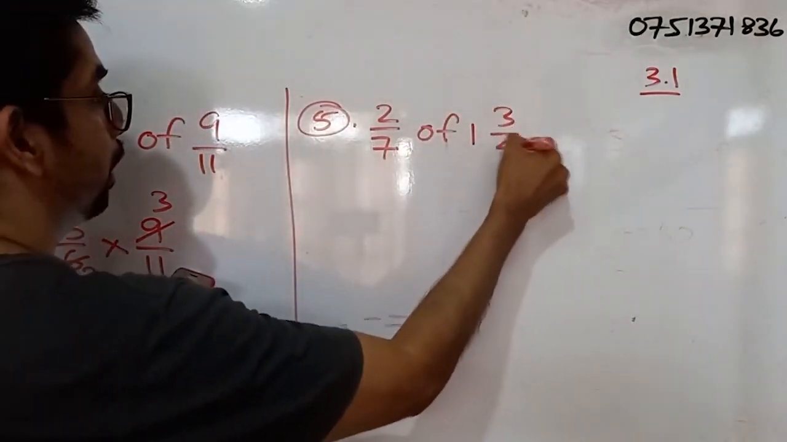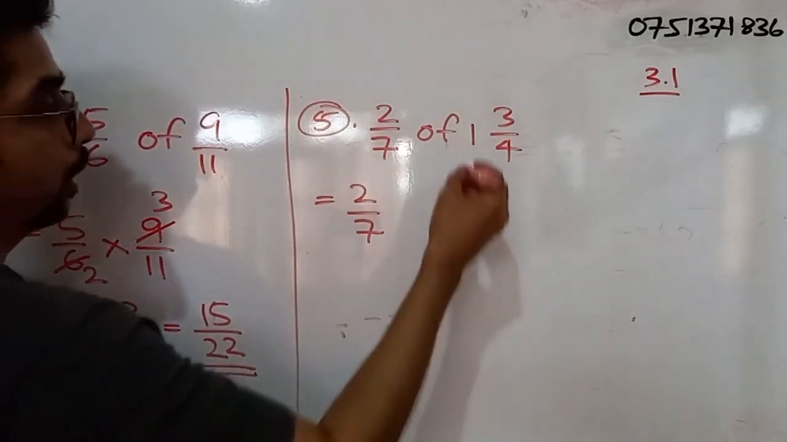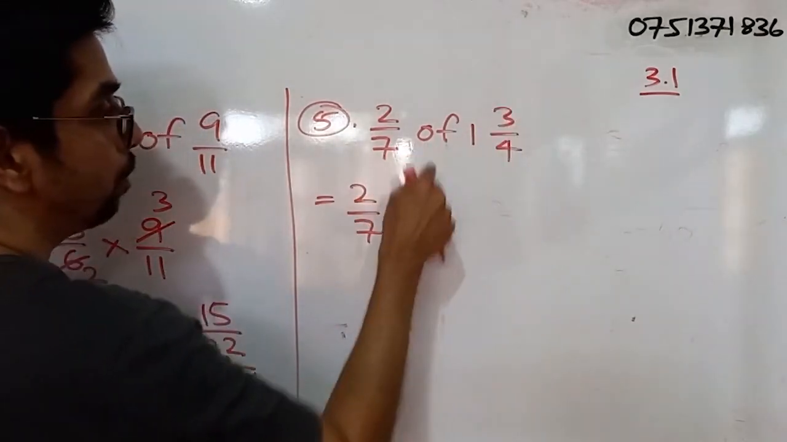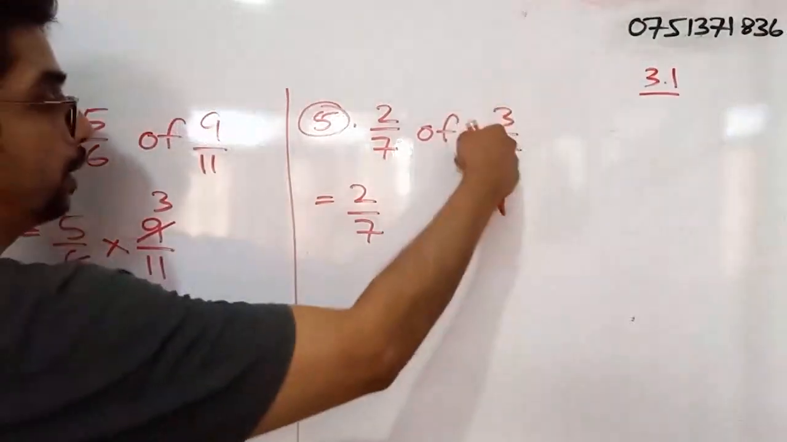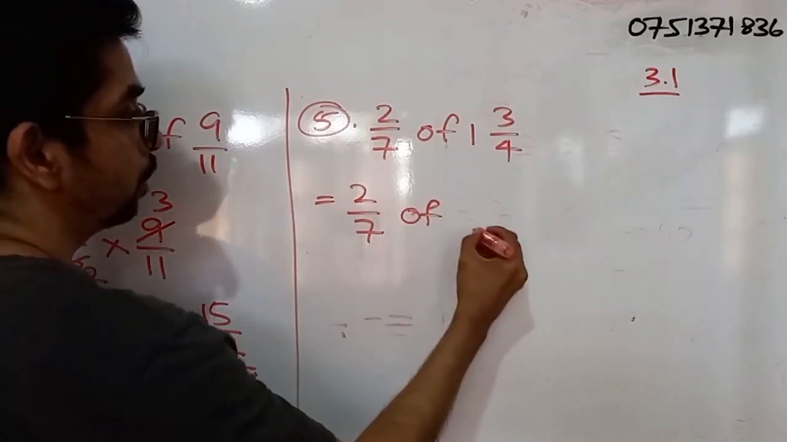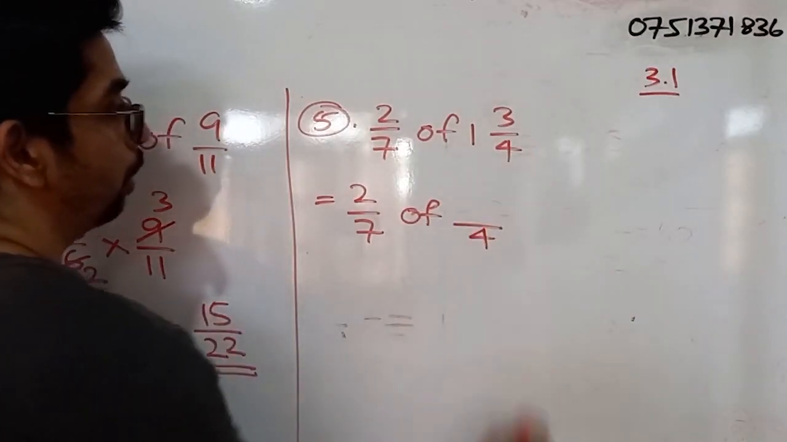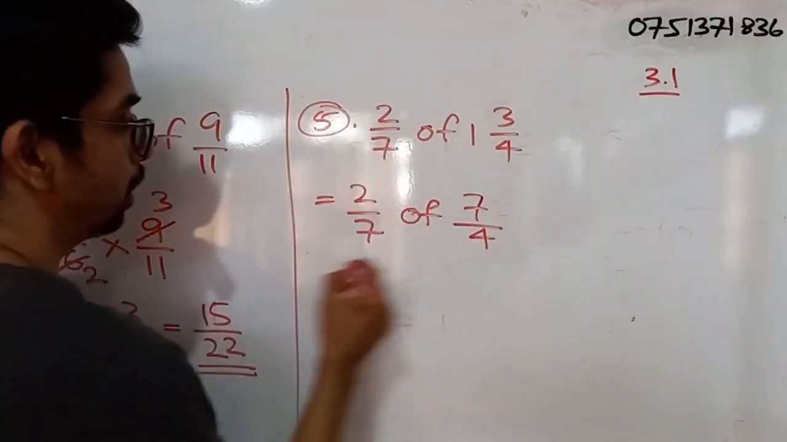Right. Part 5, we have 2 by 7 of 1 and 3 by 4. Right. So 2 by 7. Now before we use the multiplication symbol, we have to simplify this mixed number into a what? Improper fraction, so the denominator will be 4. What will be the numerator? 4 times 1, that is 4. Add the 3, it becomes 7.